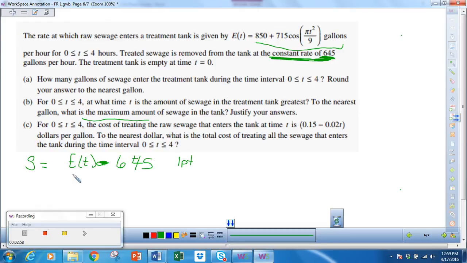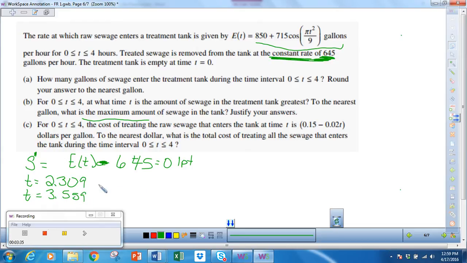So to find when this was at a maximum, I'm sorry, you got 1 point for writing this expression and setting it equal to 0, because this expression represents the derivative. So to find my critical numbers, I have to set this equal to 0. So finding when this is equal to 0, my critical numbers become t is equal to 2.309 and t is equal to 3.559.